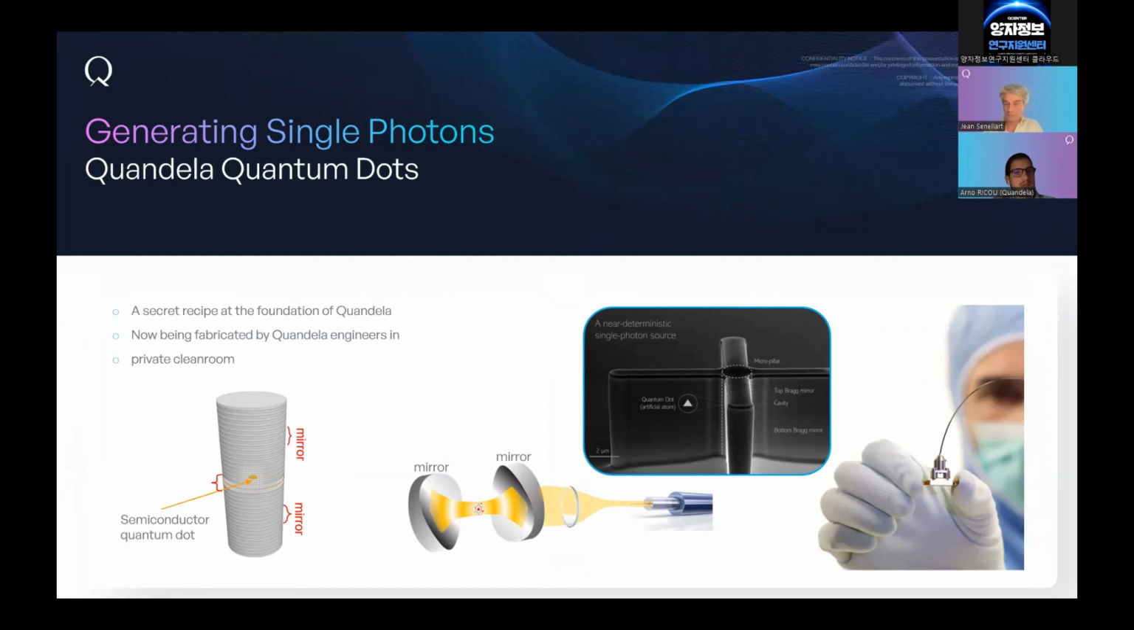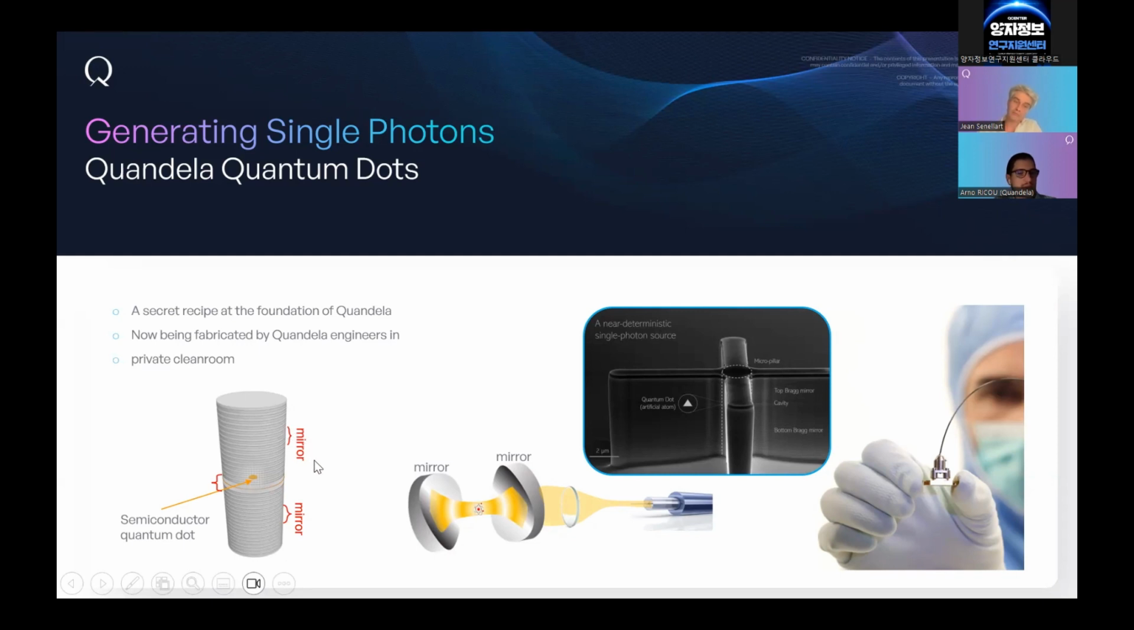quantum dot-based sources. They come from 25 years of research from the French research lab called CNRS, and more precisely the C2N, the Center of Nanoscience and Nanotechnologies in the Paris region. And so the recipe is the following. We put the quantum dots inside a cavity with mirrors below and on top.